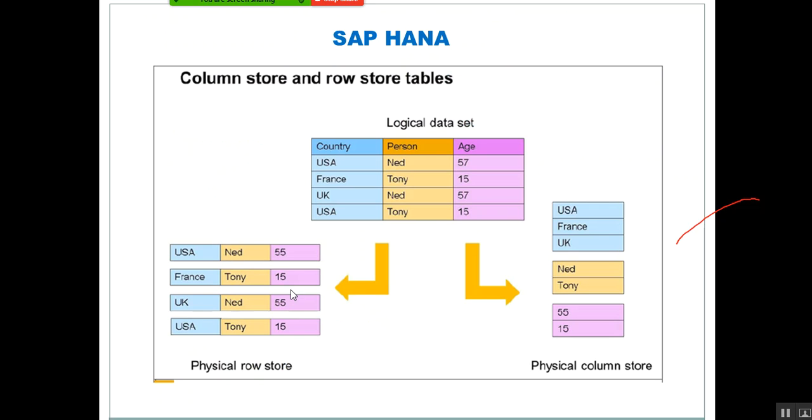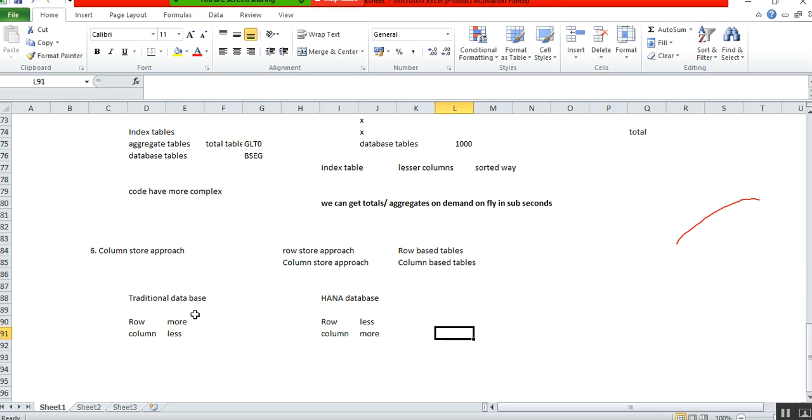And what is the difference, exactly how will it work? If it is row based, how will the fetching happen, and if it is column based, how will the fetching happen? This we can see later with an example. At present, we can understand that in traditional database we have more row based tables and fewer column based tables, but in HANA database row based tables are fewer and column based tables are more. SAP is using this, and with this SAP is fetching more data from the database tables in less time, and that is leading to performance improvement.